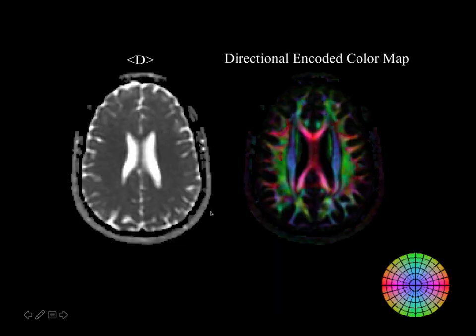So here is the same slice, but now instead of fractional anisotropy, it's the directionally encoded color map. And you can see that the corpus callosum has a preferential color in red, so running in the x direction. And then we have some running in y, so anterior-posterior, and then this is in blue running in and out of the screen.